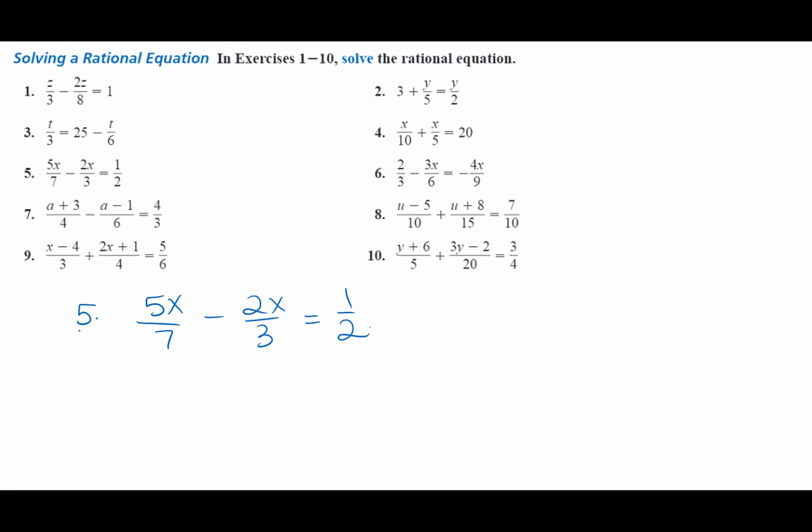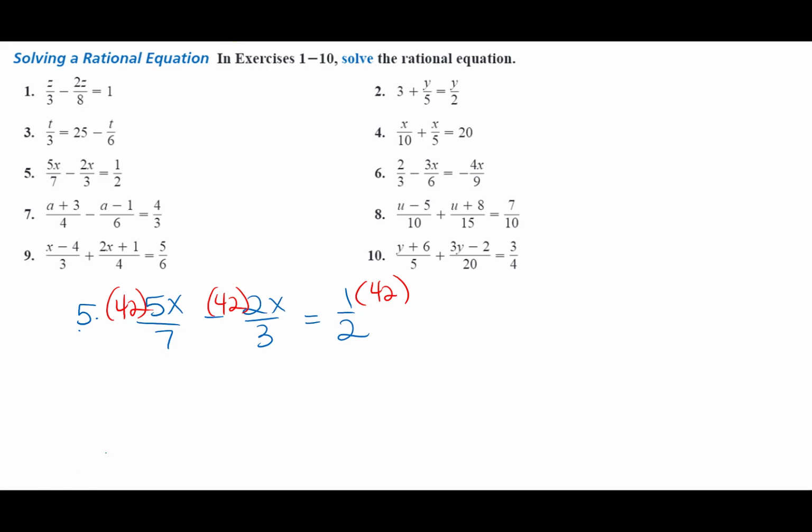Number 5 is 5x over 7 minus 2x over 3 equals 1/2. So now we're looking for a common denominator of 7, 3, and 2. And the common denominator is 42. So we're going to multiply 42 to each part. And I want you to notice that I'm only multiplying to the numerator because there's a 1 in the denominator, right? And so it's really multiplying 42 over 1 and then multiplying the numerators together and multiplying the denominators. But since there's the 1 in the denominator of 42, it's really just not necessary to even put a denominator. That's why I'm just writing 42 in the numerator.